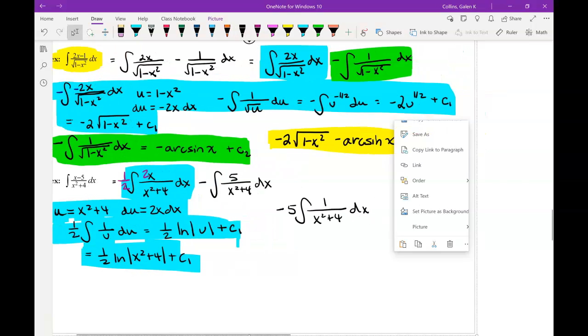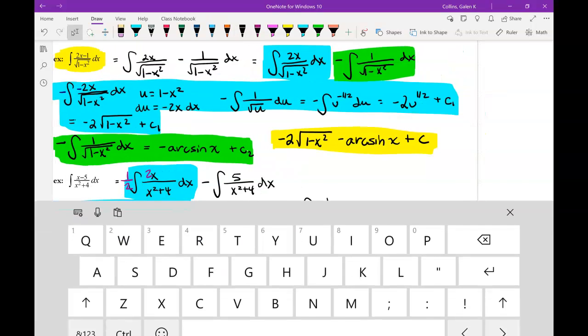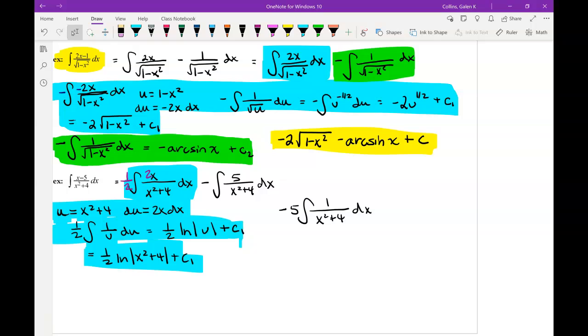So hopefully this jumps out to us as being arctan, because a u-sub won't work here. I can't let x squared plus 4 be a u-sub because my du would have an x in it. So I might think of this as an a-sub, that if a squared is 4, a is 2, so that -5 is going to come along for the ride.